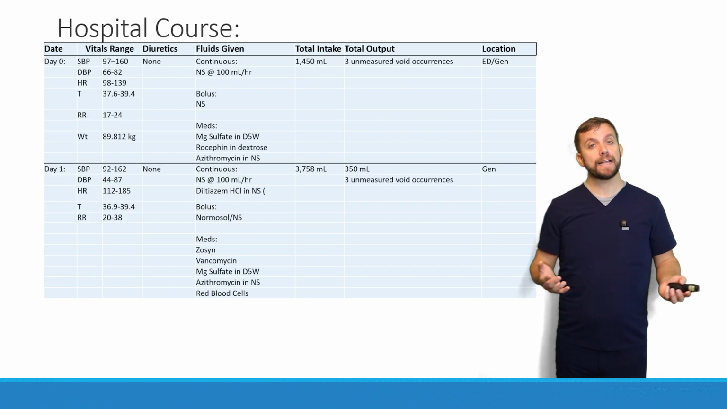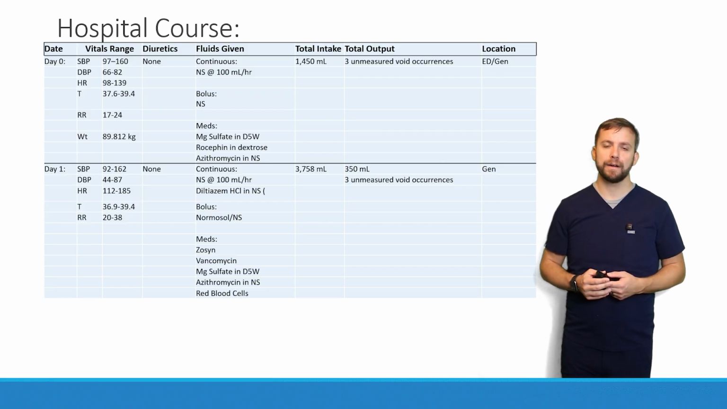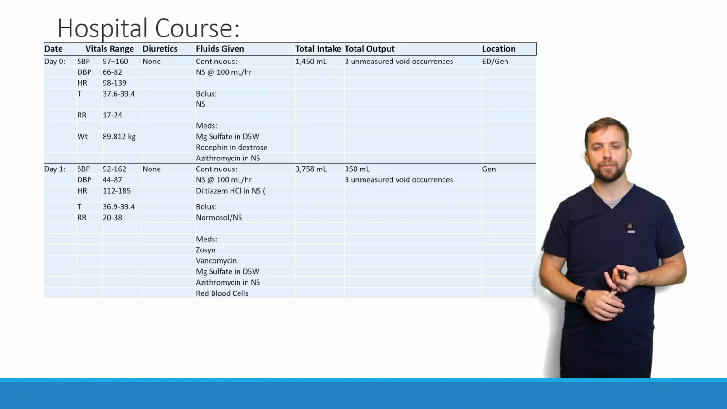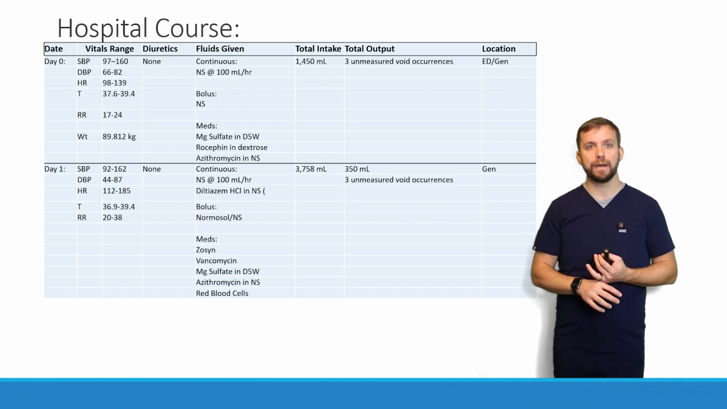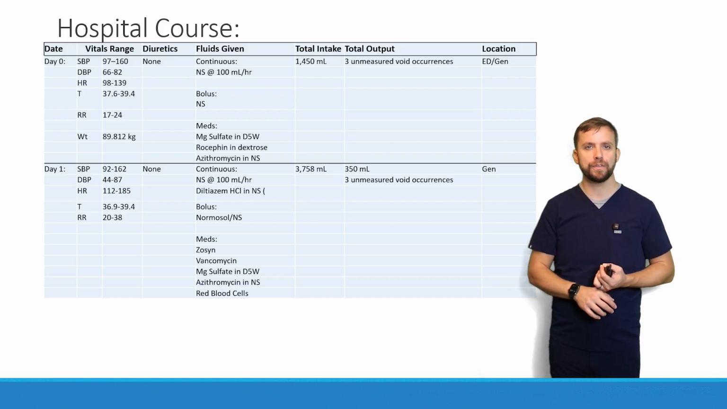But because they were tachycardic, they were given normal saline at 100 mLs an hour. They were given a bolus of normal saline. They were given antibiotics, so Rocephin and azithromycin, both IV, given IV. Day one, that was just the end of the initial day. Day one, they continued the normal saline.